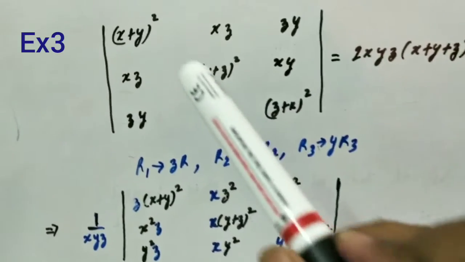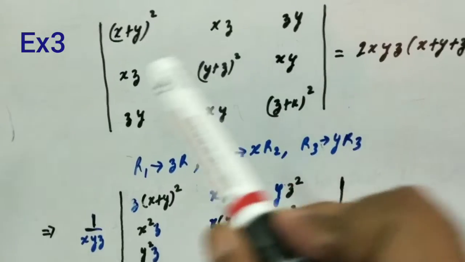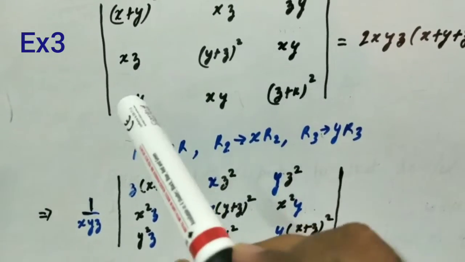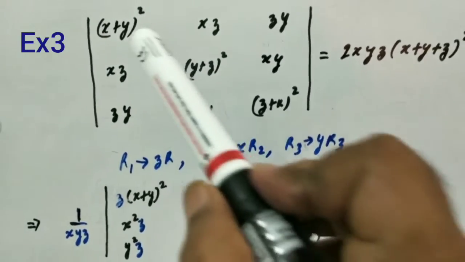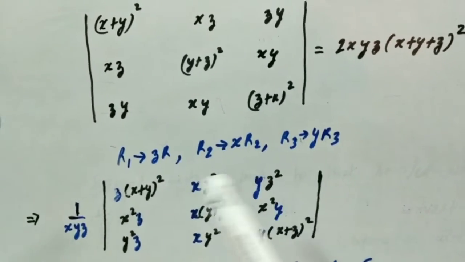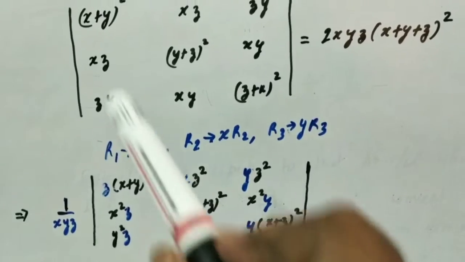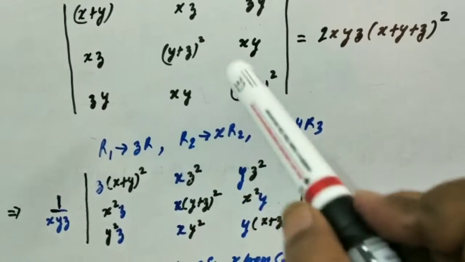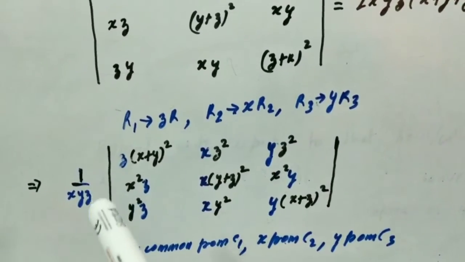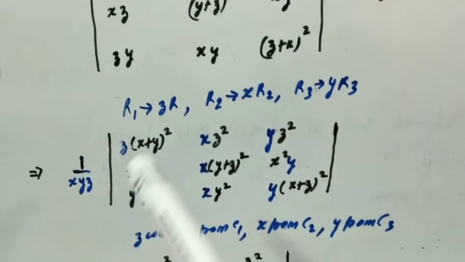So I'm going to multiply the first row with Z, second with X, and third with Y. By multiplying I get this. Z into xz square and z square y. Similarly this with x. When I multiply, I have to divide also. So 1 by xyz.